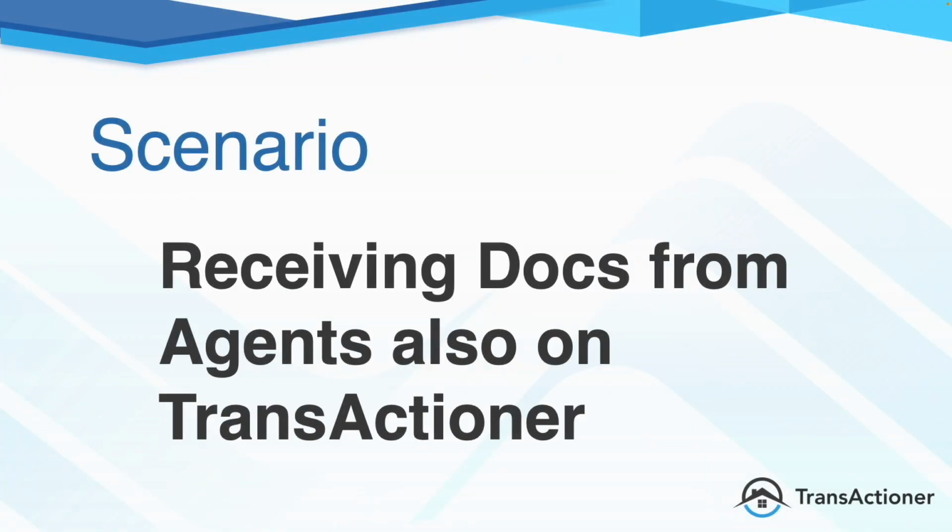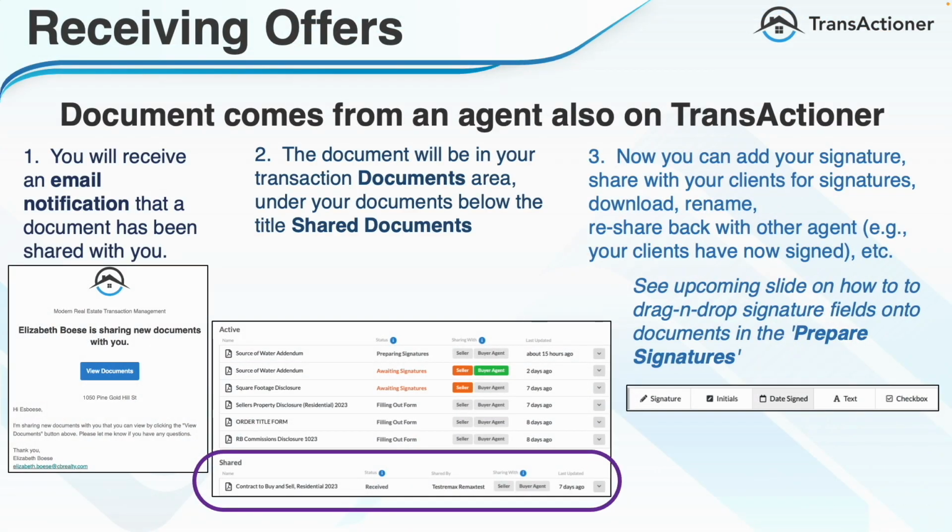Receiving documents from agents who are also on TransActioner. When you receive an email notification that a document has been shared with you, if you log in to the transaction, you will see it on the documents page at the bottom below the active documents. You'll see a title for Shared and a list of documents that have been shared with you by another agent who is also on TransActioner.